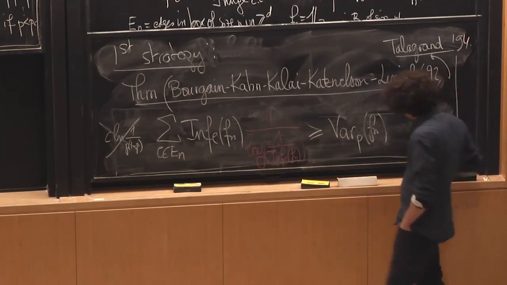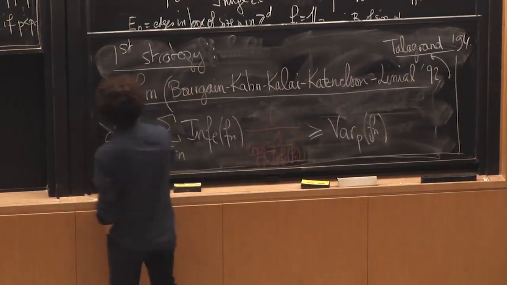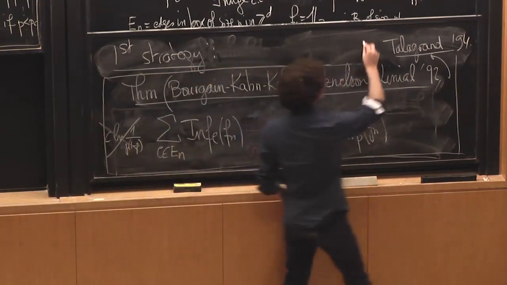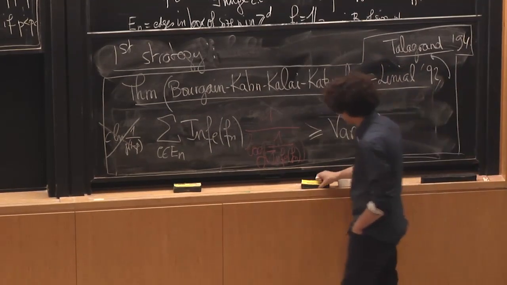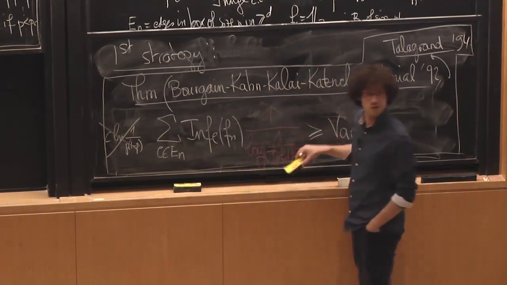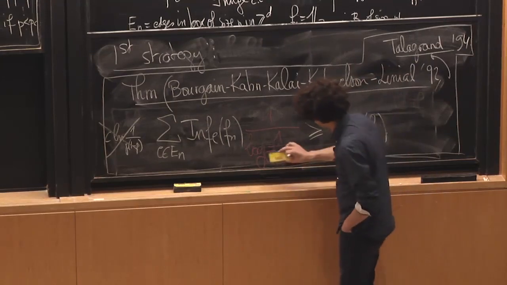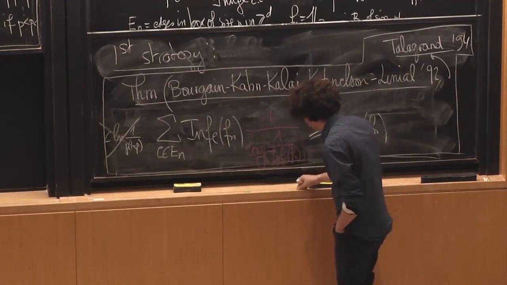The reason why you managed to get an improvement... What's the denominator? Sorry? What's in the denominator? So it's log of 1 over the influence. Yeah, okay.